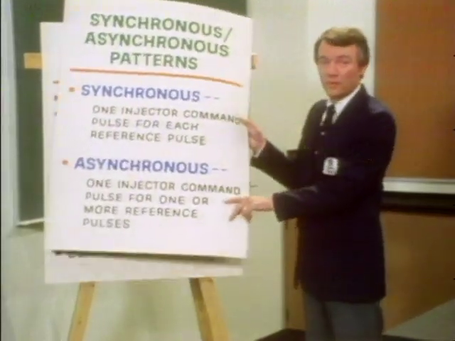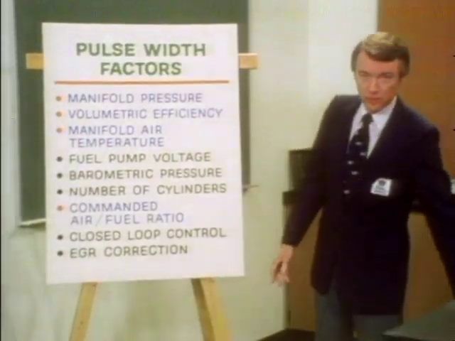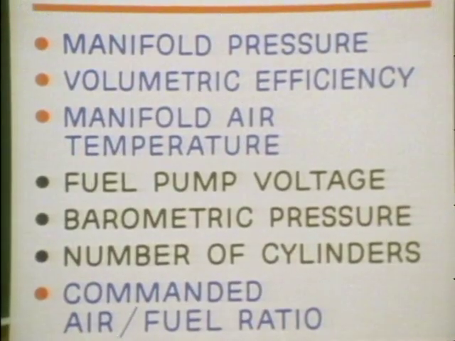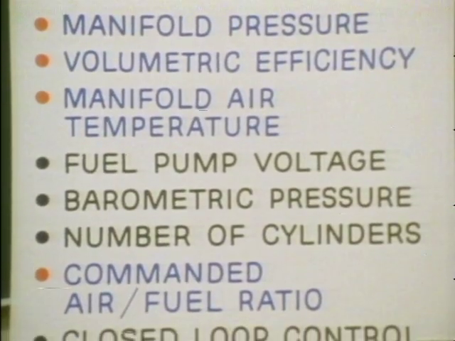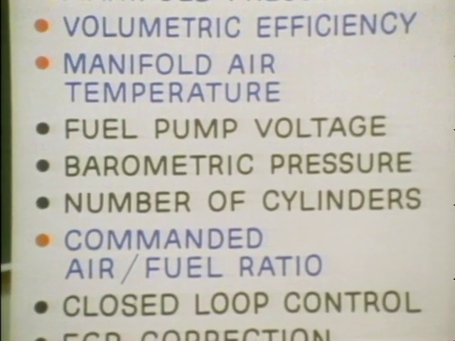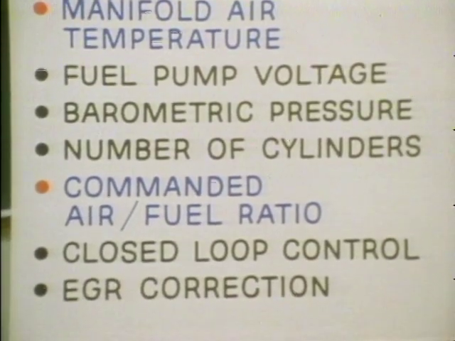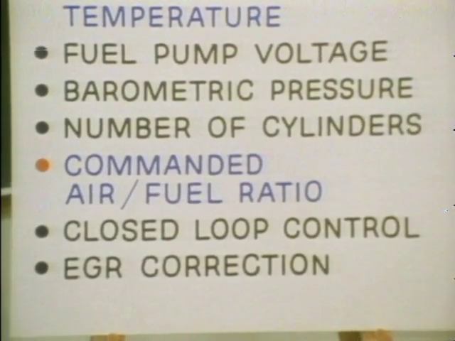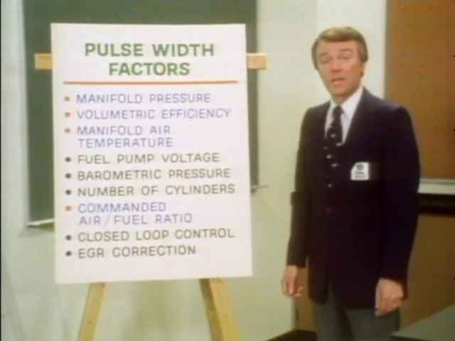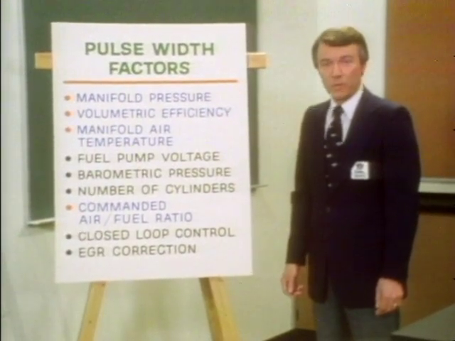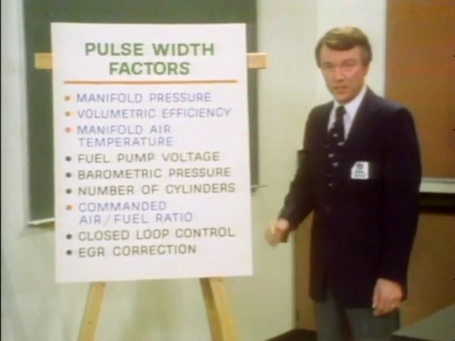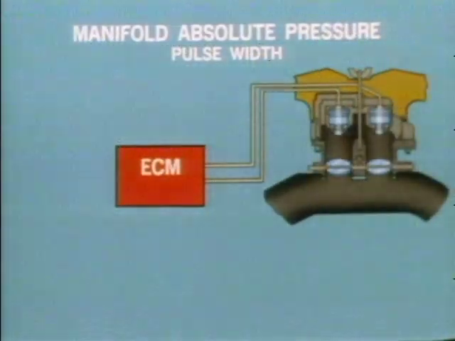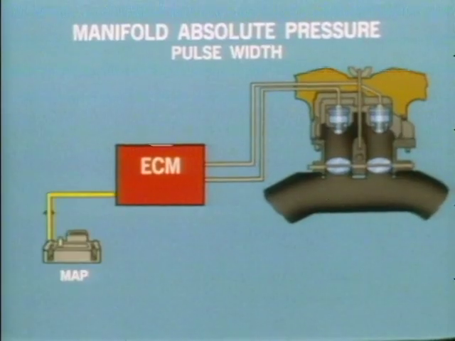The length of time the injector remains open is known as pulse width. Pulse width is based on the following factors: manifold pressure, volumetric efficiency, manifold air temperature, fuel pump voltage, barometric pressure, number of cylinders, commanded air-fuel ratio, closed-loop control, EGR correction. Although all of these factors make up the final determinant of pulse width, we will discuss only the four highlighted here. The first is manifold absolute pressure, which closely represents engine load.